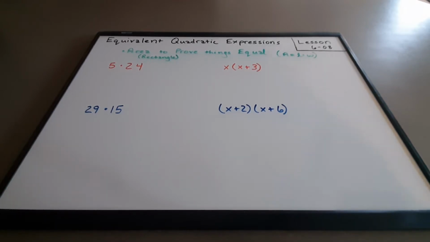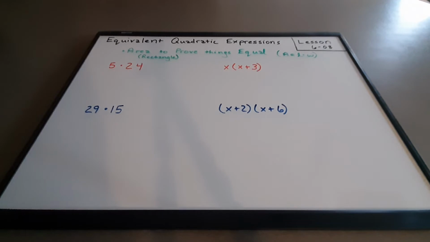So if you look here, I have two math problems of 5 times 24 and 29 times 15. Those are going to help us with understanding how to do quadratics, such as x times x plus 3 and x plus 2 times x plus 6. If you remember, the area of a rectangle is length times width. So we're going to look at those situations now.